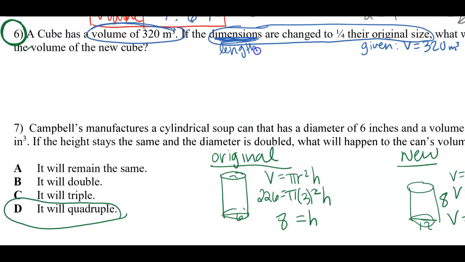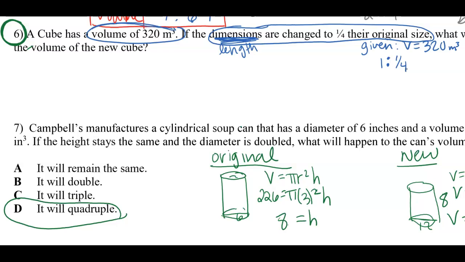So this is talking about lengths, are changed to 1/4 their original size. So that's actually a ratio right there. I don't know the exact numbers, but I know it started at something, so I'm just going to call it a 1 to start with. And then it changed into 1/4 its original size. So this is not actually growing, it is actually shrinking, right?